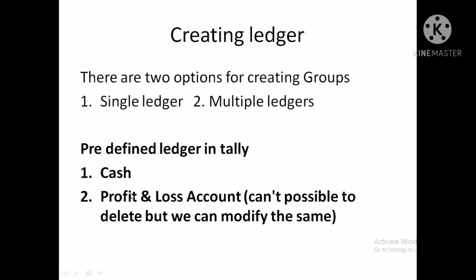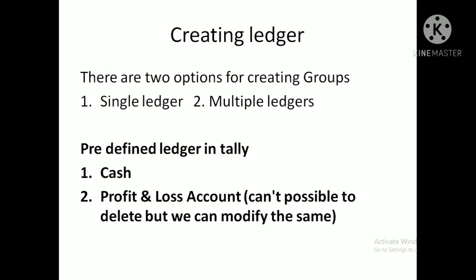Okay, in case of groups we have a total of 28 predefined groups, of which 15 are primary and 13 are subgroups. But in case of ledgers we have only two predefined ledgers, that is cash and profit and loss account. In the case of the profit and loss account, it is not possible to delete it.